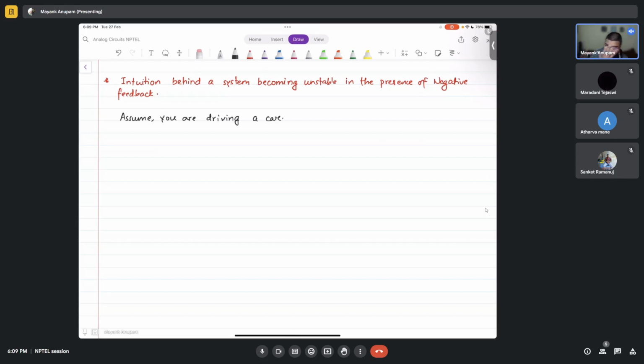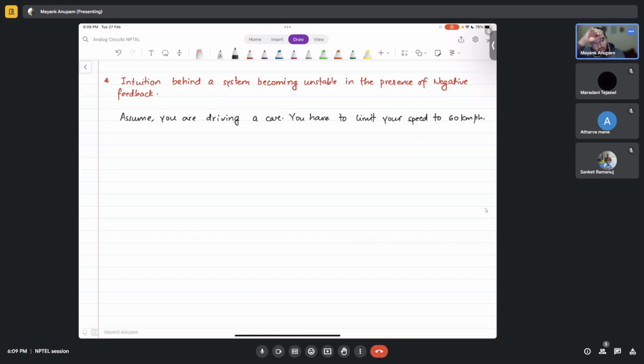Let's say you are driving a car. On the road, the signboards are kept which say that you have to limit your speed to, let's say, 60 kmph. Okay. On the road, you have these signs, right? Those of you who drive must know that this has to be adhered to. So you have to drive at the maximum speed of 60 kilometers per hour.